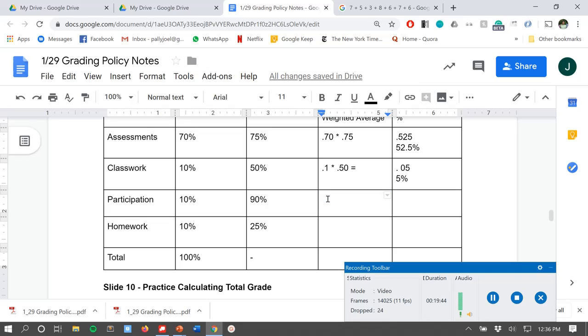Same thing for participation. We start off with 10%. We bring the decimal over 2 spots. Now we got 0.10. I'll add the 0 in here. And then 90% becomes 0.9 because we move that decimal over 2 spots. And 0.1 times 0.9 gets us 0.09, or 9%.